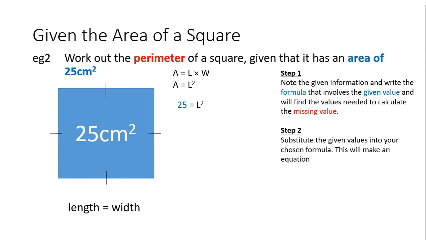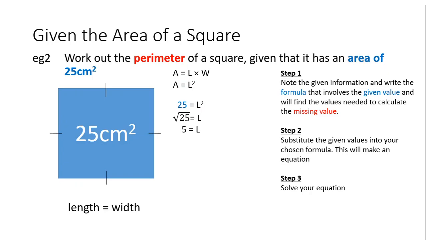So to get the L on its own, it's being squared right now, and the opposite of squaring is square rooting. So I'll square root 25, and that'll give me the length. So I'm solving my equation here. The square root of 25 is 5, so my length must be 5.